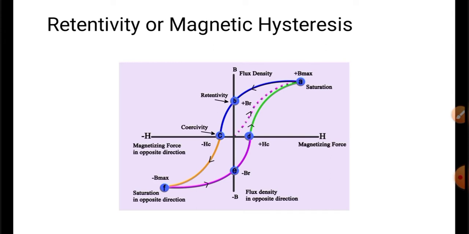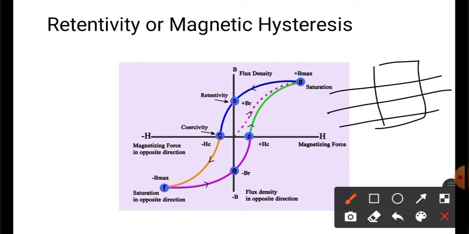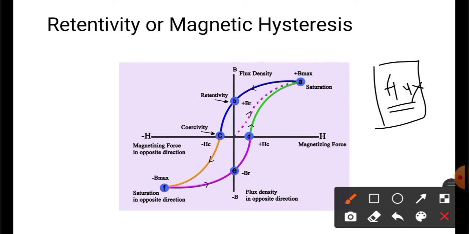Consider a material. Suppose this material is placed in an external magnetic field. Now the magnetic flux is passing through the material. After some time, when we remove this magnetic flux, some amount of the flux remains present in the material. That property is called residual magnetism and it is nothing but the retentivity.